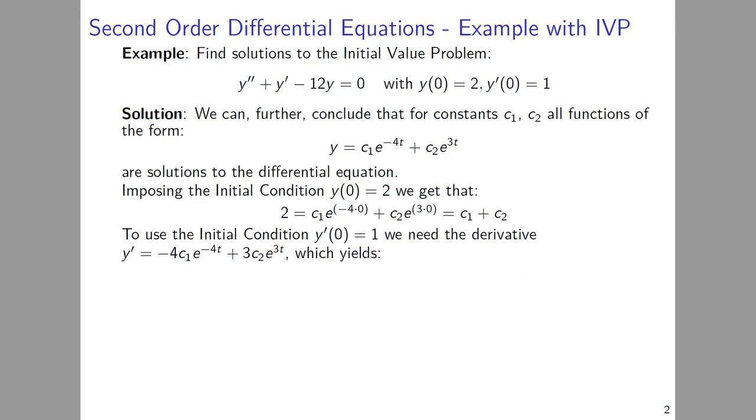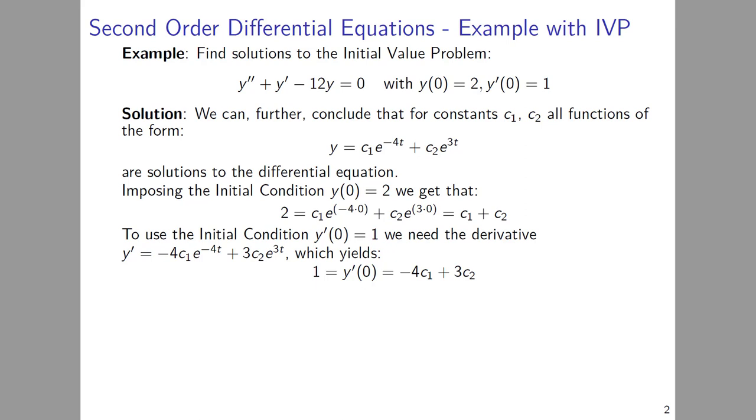To use the initial condition y'(0) = 1, we need to compute the derivative of our function y. The derivative of y = c1 e^(-4t) + c2 e^(3t) is -4c1 e^(-4t) + 3c2 e^(3t), which, with the initial condition y'(0) = 1, yields that 1 = y'(0) = -4c1 + 3c2, since again e^0 is just 1.